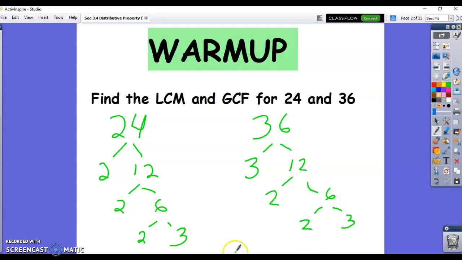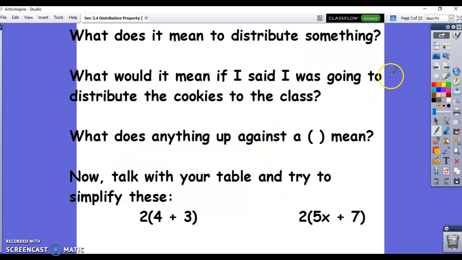So if we take a look here, the least common multiple for both 24 and 36 is going to be the number 2. So that's how we see the least common multiple. And then if we look for the greatest common factor, we can see that the number 12 is the greatest common factor for both numbers 24 and 36. Moving forward, we'd like to take a look at these 4 questions. So take just a moment and answer these 4 questions, and then we'll discuss them as a class.